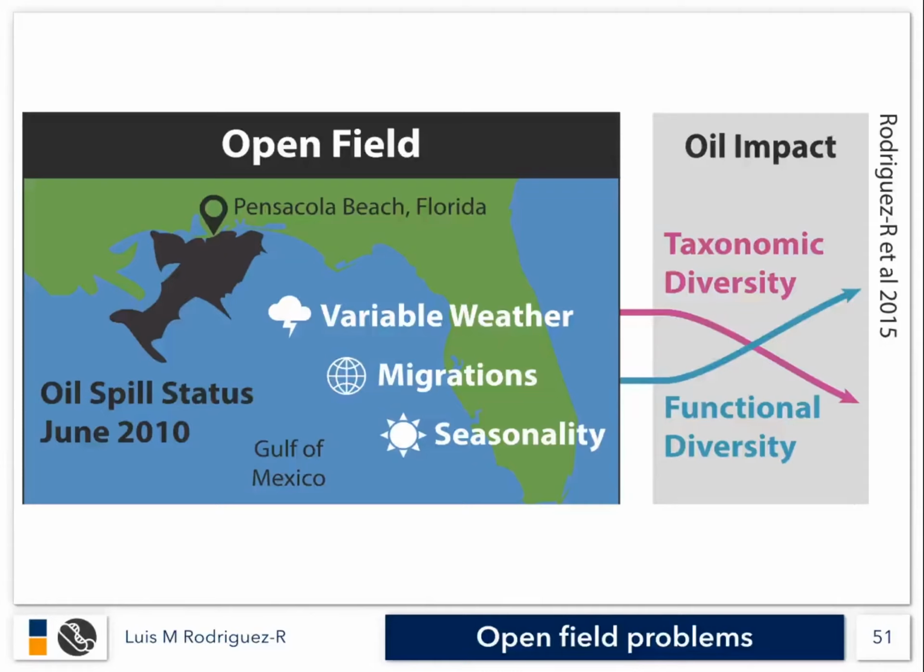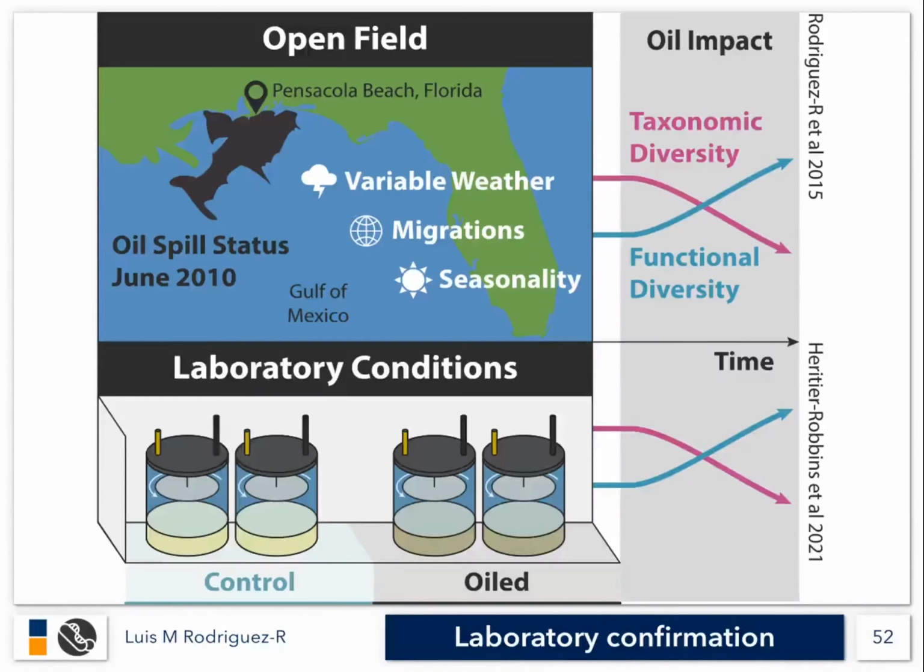Now, the last problem with this result, which was beautiful: we were able to show this very clearly. A decrease in taxonomic diversity, an increase in functional diversity. This was published back in 2015. But the problem is that we still had this open field. The fact that we saw it in the environment, in the wild, was great for many reasons, but it also posed some challenges. We had variable weather, migrations, seasonality, a bunch of confounding factors, and we didn't know if this would be important or not.